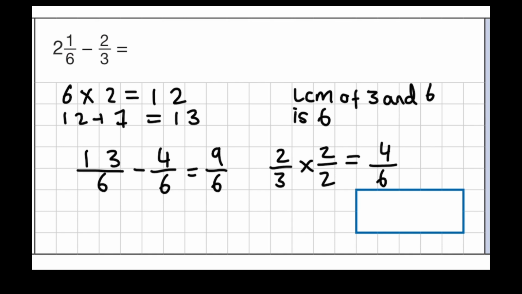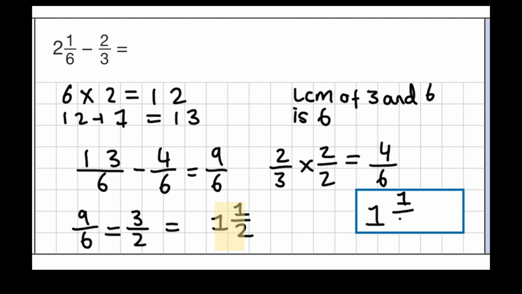Now, to work out how to convert an improper fraction, which is the top-heavy fraction of 9/6, which is also equivalent to 3/2, we need to divide the numerator of 3 by the denominator of 2, which is equal to 1, and then we put the remainder as the new numerator. The remainder is 1 and the denominator remains the same. 3/2 is equal to 1 and 1/2.